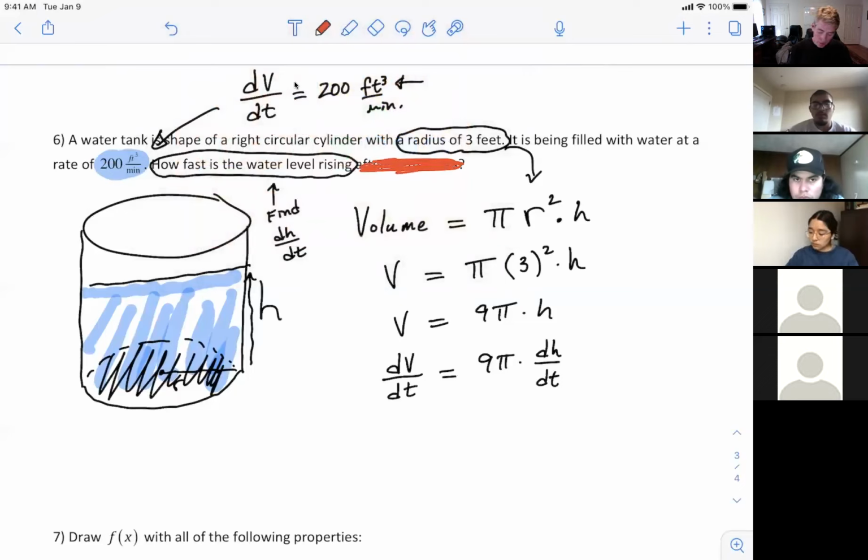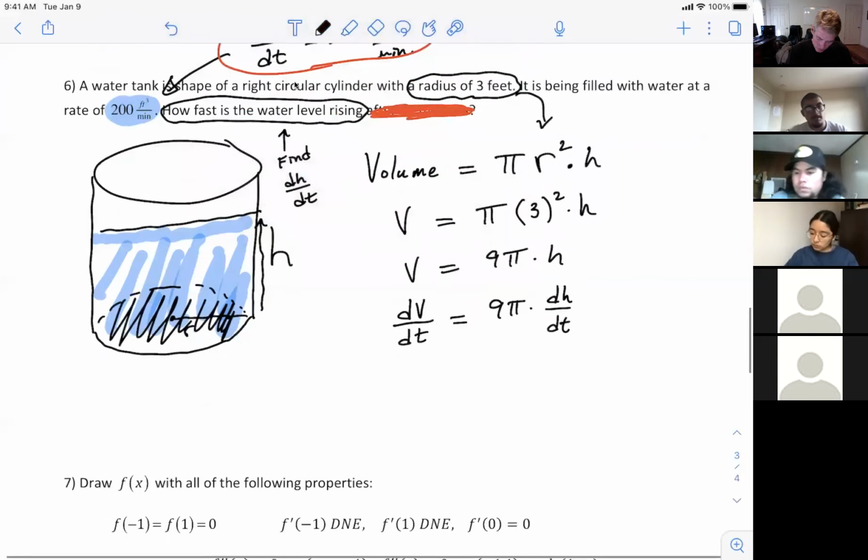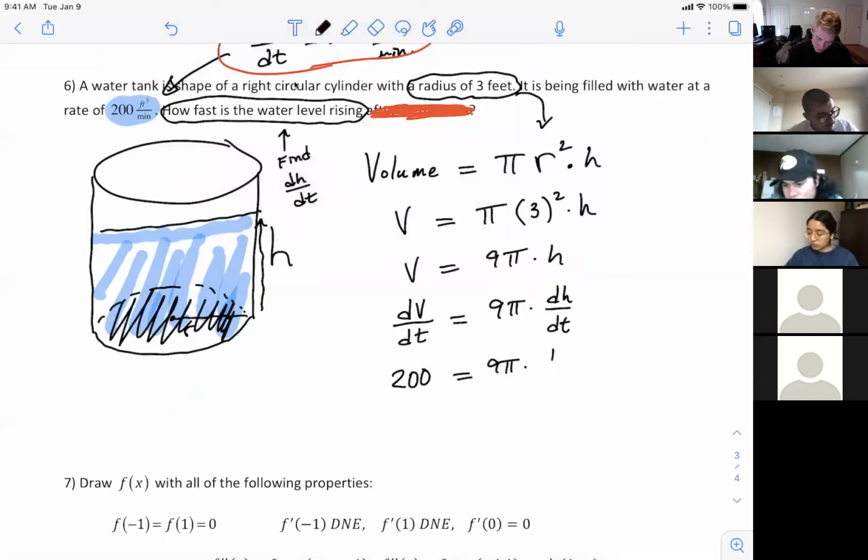So all we need to do is plug in the 200 on the left side for the dV/dt, and then we'll divide both sides by 9 pi. So it would be a 200 goes on this side. And the last step to solve for dh/dt, it's going to be 200 divided by 9 pi.